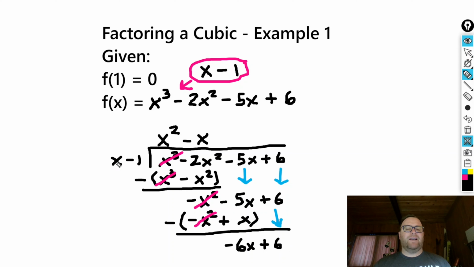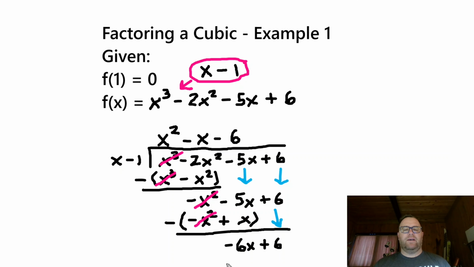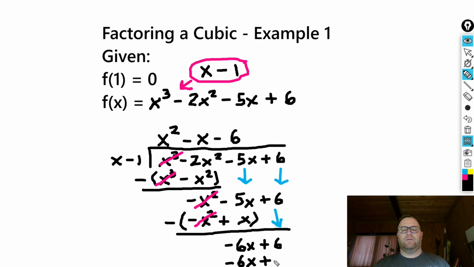Then we ask ourselves, how many times does x go into negative 6x? It goes into it negative 6 times. Negative 6 times x is negative 6x, and negative 6 times negative 1 is positive 6. Now we're subtracting this. If we subtract something from itself, we get 0. So we have a remainder of 0. Now all we really need to do is factor this quadratic here. And then the factored form of this times x minus 1 will be the factored form of the cubic.